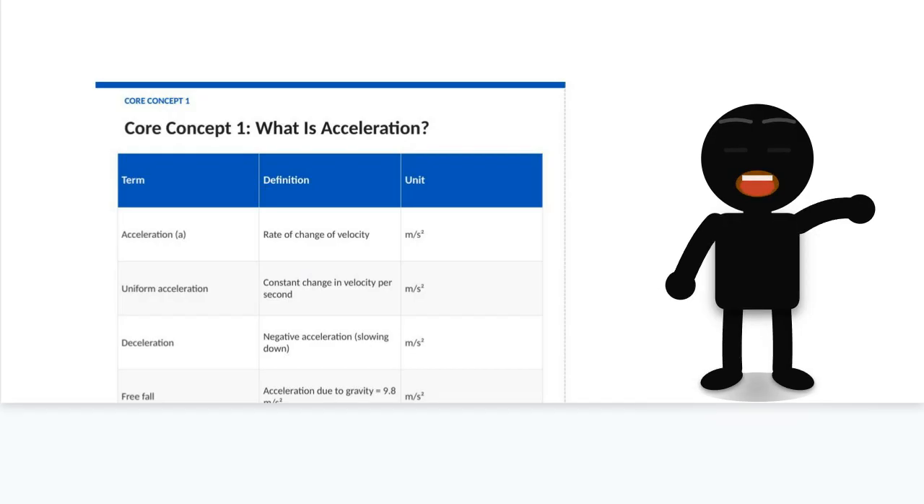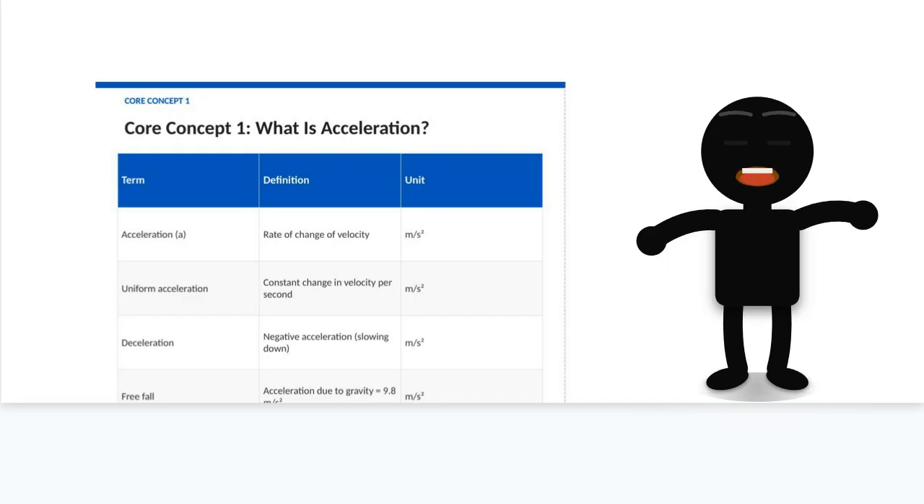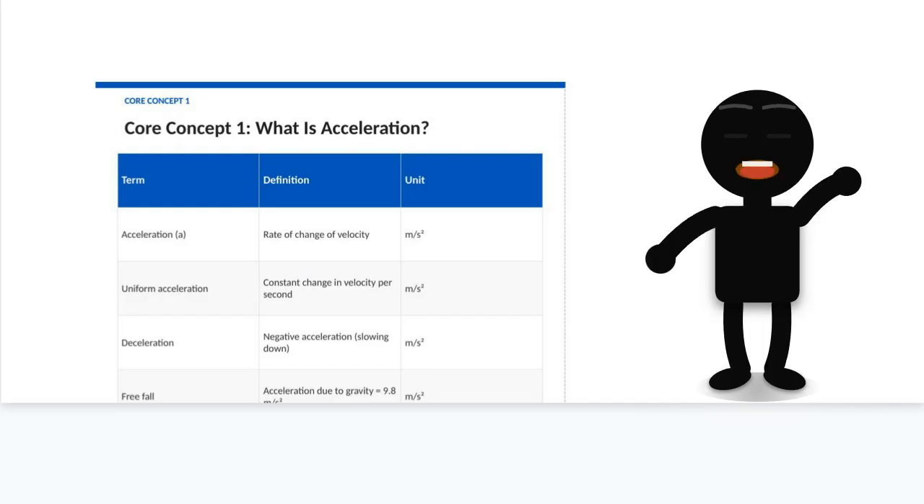That is called deceleration. Free fall is the most important special case. Near Earth's surface, all objects accelerate downward at approximately 9.8 meters per second squared, which we round to 10 for NEET calculations. Memorize this value, you will use it constantly.